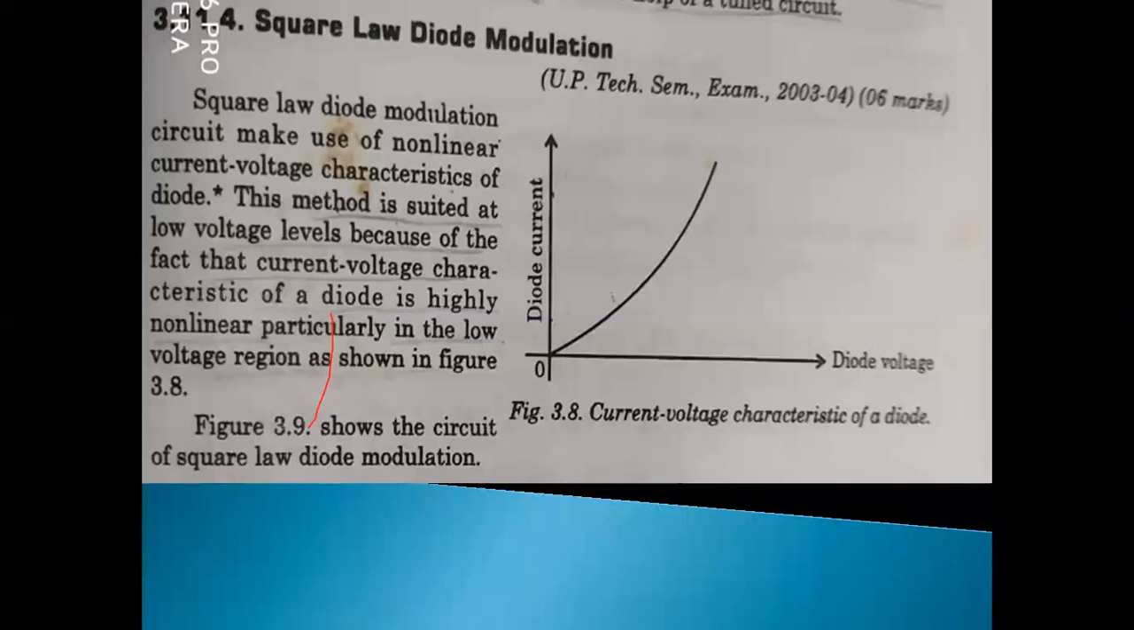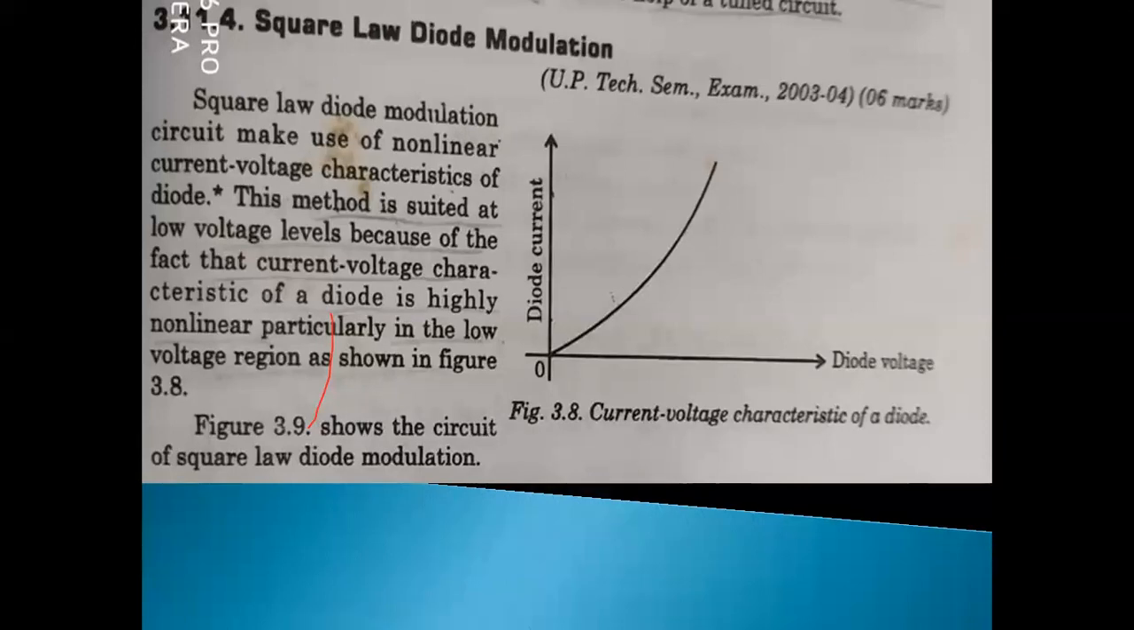Low level modulation means we have two signals, the modulating signal and the carrier signal. Both are given to a modulator. After modulation, we use the power amplifier to amplify the power level and give it to the antenna to radiate. That is low level modulation.